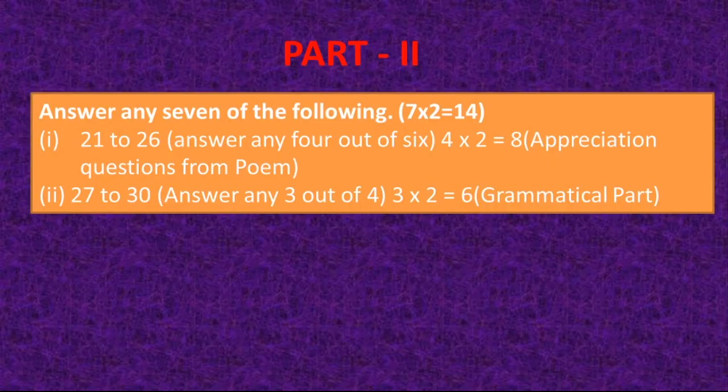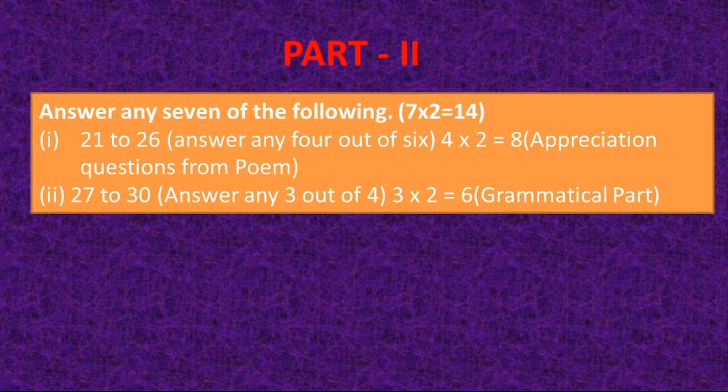Now we are going to enter the second part, that is, answer any 7 of the following. This part covers 21 to 26. There are appreciation questions from the poem. 27th to 30th is the grammatical part, a 2 mark grammatical part. From 21 to 26, you may have poetic lines. Either single poetic lines or double poetic lines will be given.